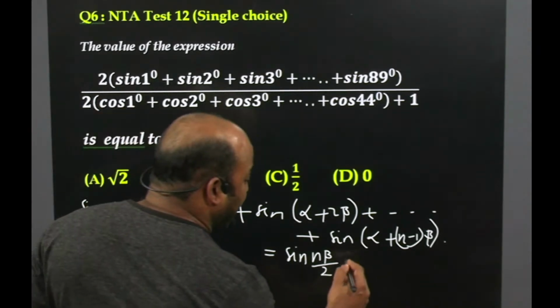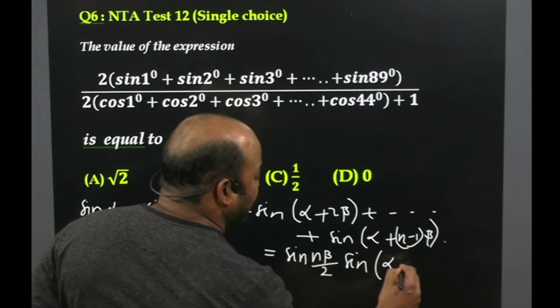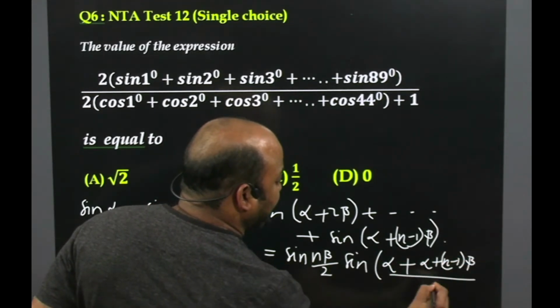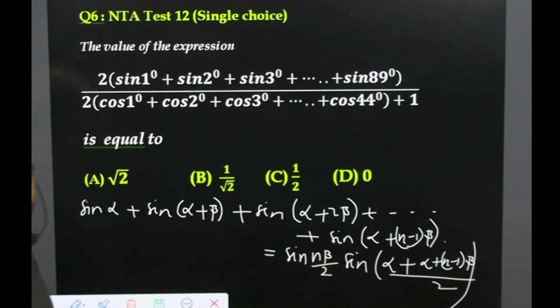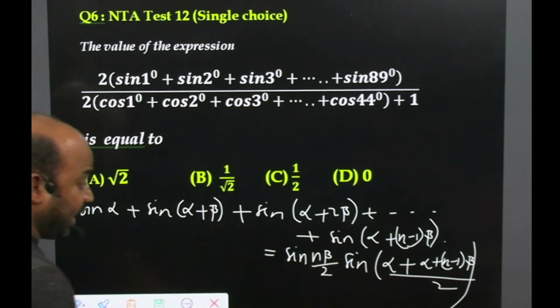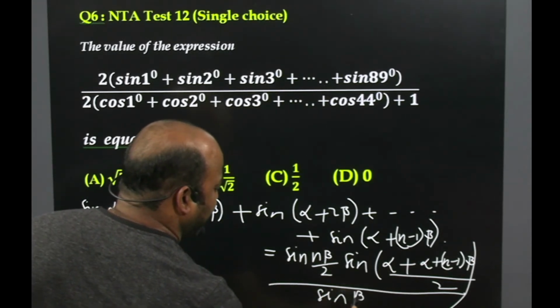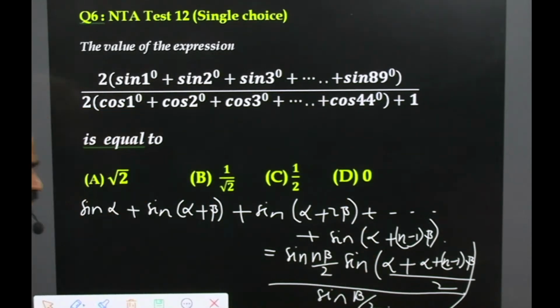Into sine of first angle plus last angle by 2. Clear? By sin n beta by 2. Sin beta by 2. క్లియరా?